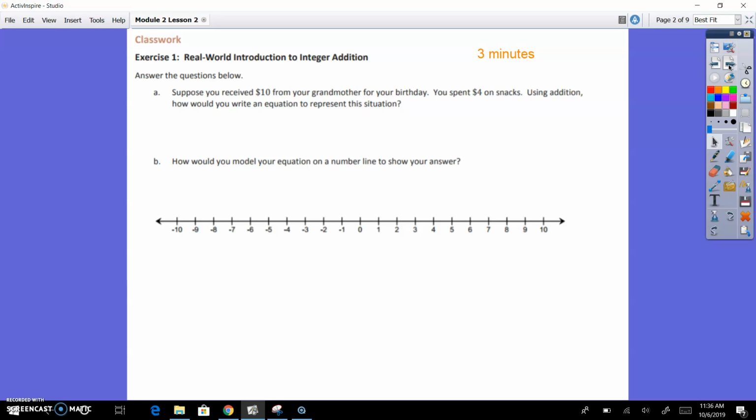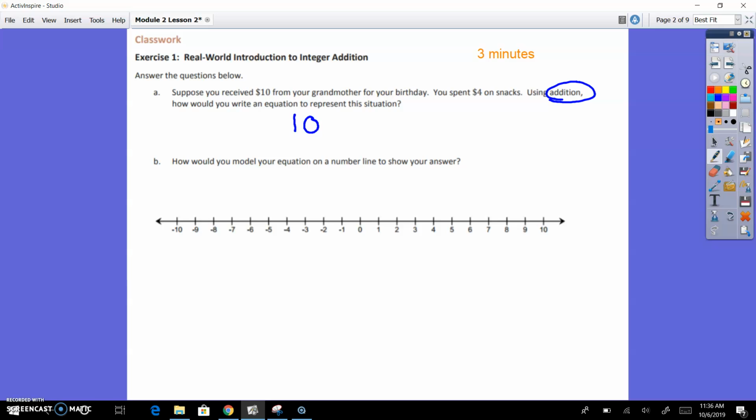This is a real world problem. It says, suppose you received $10 from your grandma for your birthday and you spent 4. Using addition, how would you write an equation to represent this situation? Okay, so here's the key phrase, using addition. So we have to have addition in there. So we received $10 from our grandma, that's positive. And then we spent 4, so you might have just written -4.